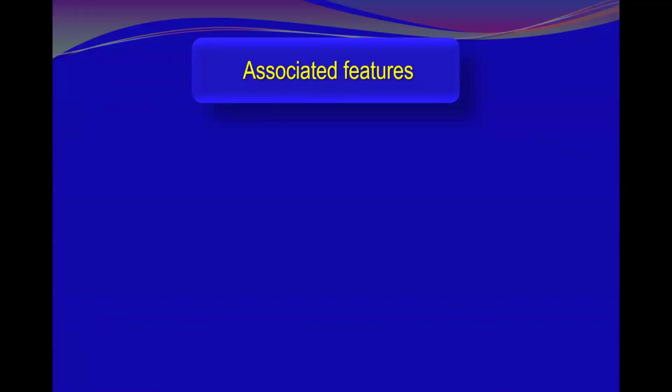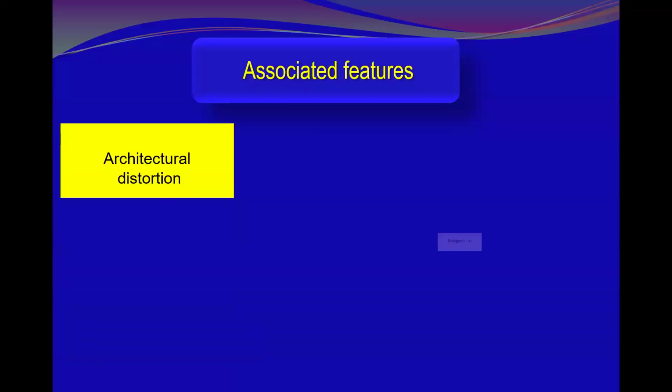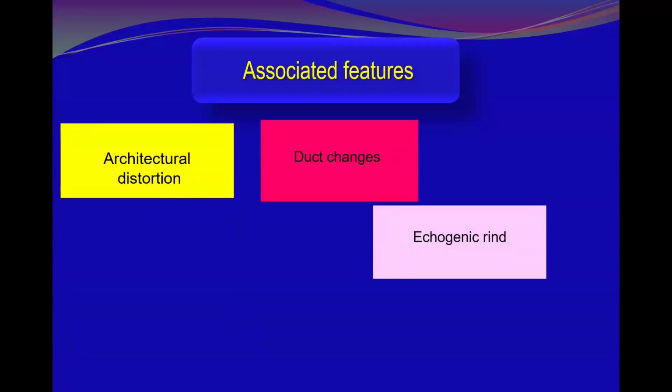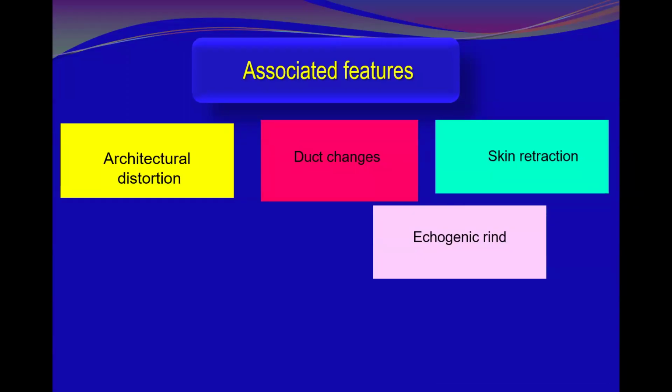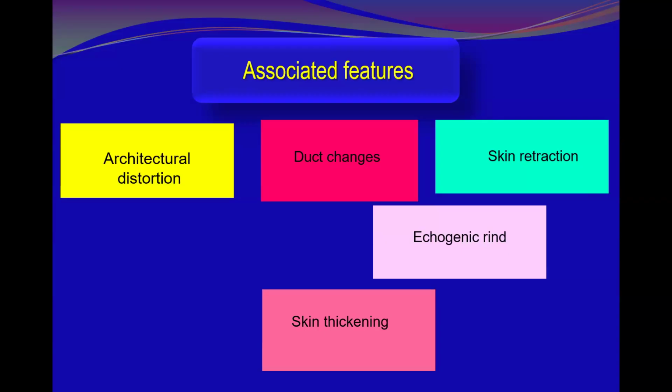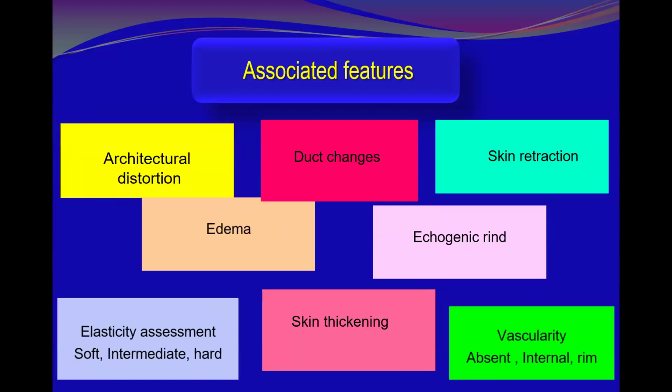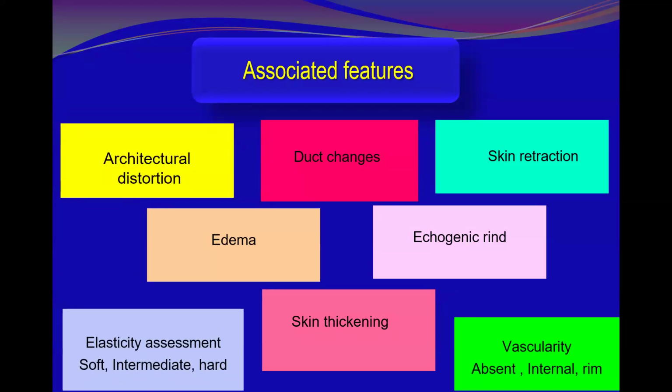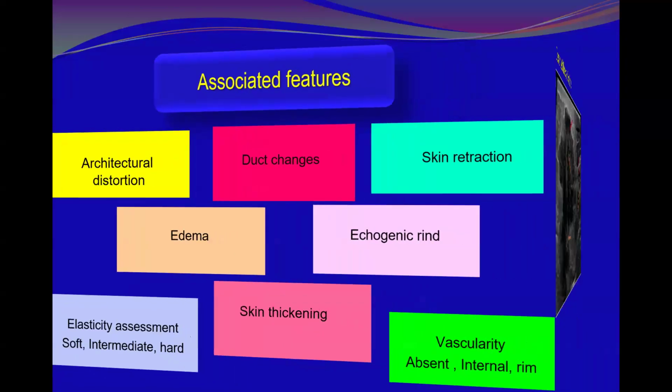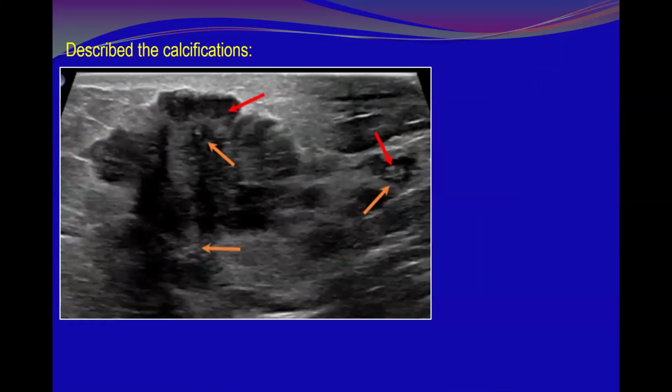So the associated features are architectural distortion, echogenic rind, duct changes, skin retraction, and skin thickening. We have already discussed these in these sessions, and the edema, effect of vascularity and elasticity assessment are going to be discussed in the next session, inshallah.